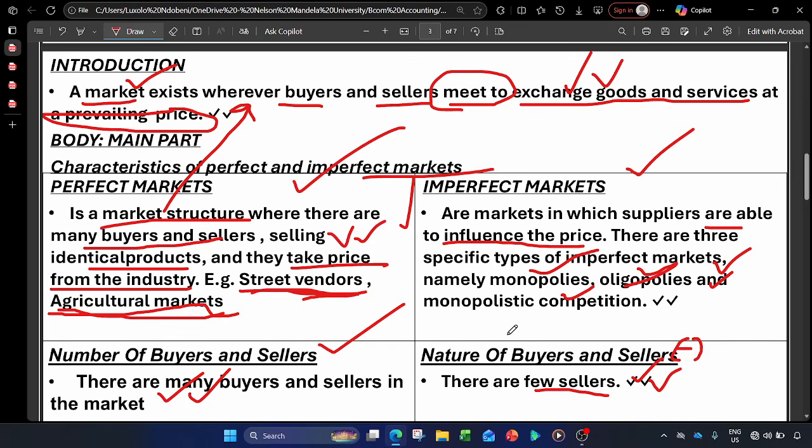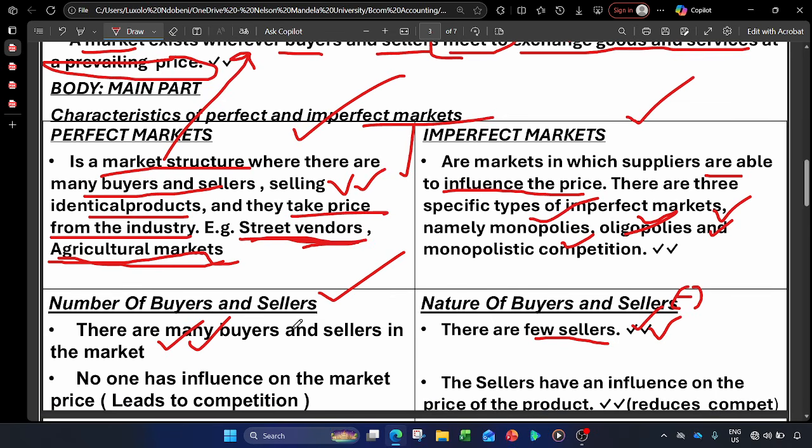So now let's move on. But before we move, I want to remind you there is something very important here: when it comes to imperfect markets, they are just the opposite of the perfect markets. If there are many buyers here, there are few buyers here. If there is free entry and exit here, there are barriers to entry here. So just know that imperfect markets are the opposite of the perfect markets.